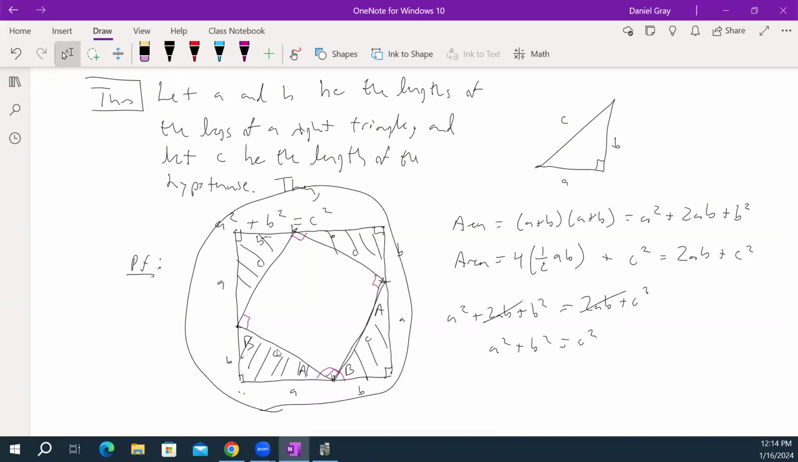All right. So next class, we'll actually do some examples that involve the Pythagorean theorem, okay? And talk about the trigonometric functions, okay?